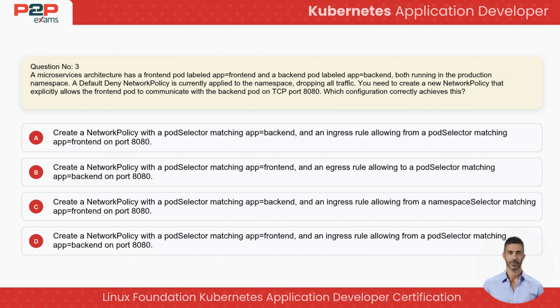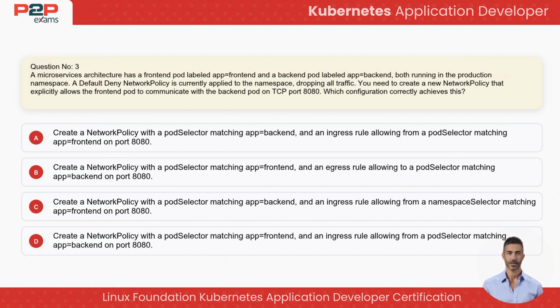Question number 3. A microservices architecture has a front-end pod labeled app=frontend and a back-end pod labeled app=backend, both running in the production namespace. A default deny network policy is currently applied to the namespace, dropping all traffic. You need to create a new network policy that explicitly allows the front-end pod to communicate with the back-end pod on TCP port 8080.